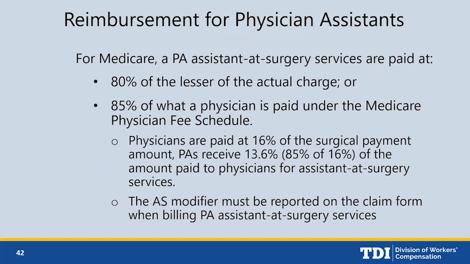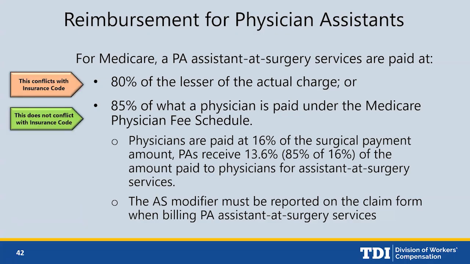So for PAs that are doing assisted surgery, Medicare does something a little different there. They have an 80% of the lesser of the actual charge or 85% of what a physician is paid. And what a physician is paid for an assisted surgery is 16% of the surgical payment amount. And PAs receive 85% of that 16%. Also, you're going to be using the AS modifier. So I think it just comes down to we don't ever use the 80% of the lesser of the actual charge for our non-physician practitioners because it conflicts with the insurance code. What doesn't is the 85% of what a doctor would be paid.